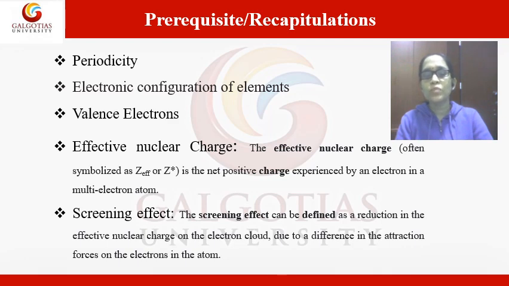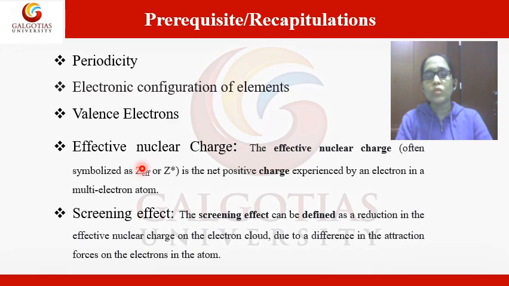You already know periodicity, that means how the physical properties and chemical properties of the elements vary at regular intervals. You also know the different electron configurations of different elements and also valence electrons. What is a valence electron? The number of electrons present in the outermost shell of an atom. Then you also know what is effective nuclear charge. Effective nuclear charge is the net positive charge experienced by an electron in a multi-electron atom. It is represented by Z effective.